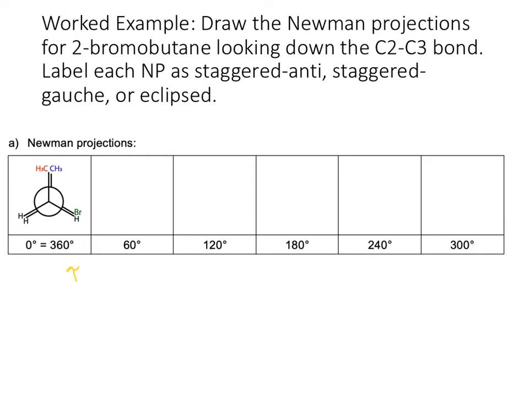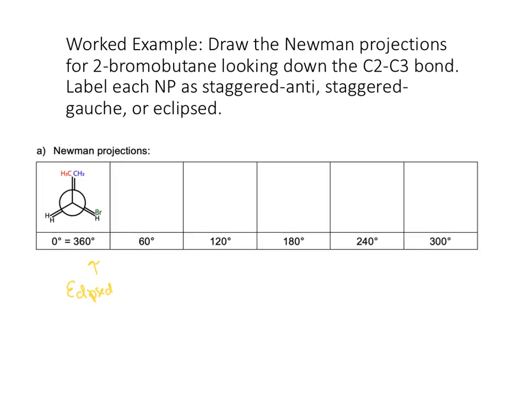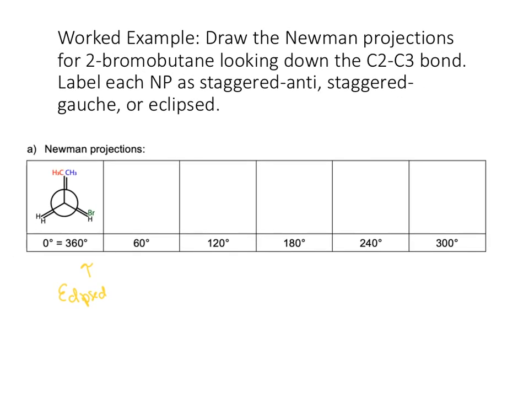And with this, notice that this is eclipsed. The methyls are eclipsing each other, and then the bromine and the hydrogen and the two hydrogens are eclipsing each other. So first of all, 2-bromobutane. So butane has 1, 2, 3, 4 carbons, and then bromine would be on carbon 2.